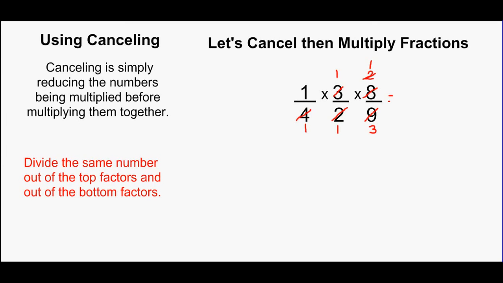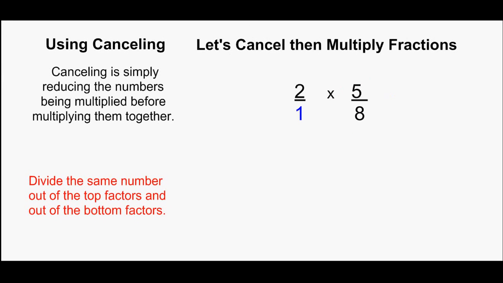Now we'll just multiply across the top. 1 times 1 times 1 is 1. And multiply across the bottom. 1 times 1 times 3 is 3. Our answer is 1/3. Let's use canceling to multiply the whole number 2 by 5/8.